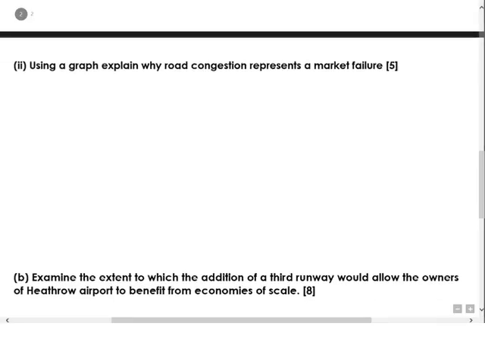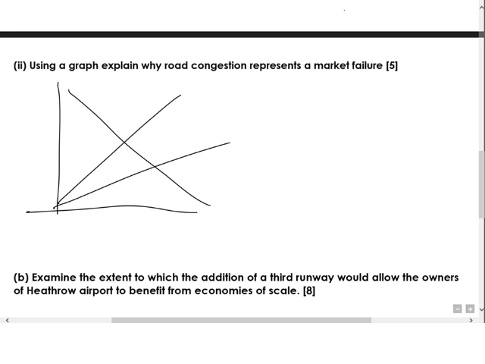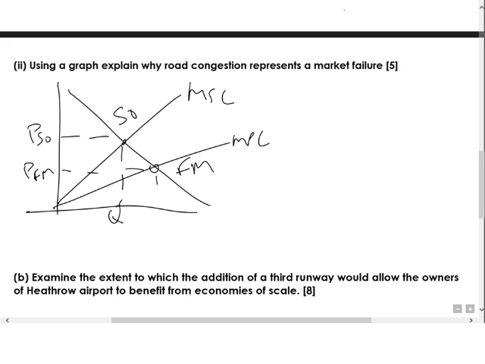So graph for the market failure, negative externality graph, social costs higher than private costs, your free market equilibrium, your socio-optimum equilibrium. So make sure your price agrees and your quantities agree.